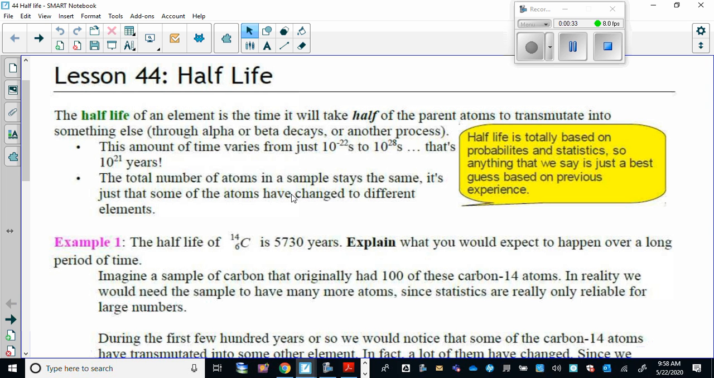And then you'll see the extraordinary range of decay times. We have from 10 to the negative 22 seconds to 10 to the 28 seconds, which is 10 to the 21 years. Some forms of uranium have half-lives of about 4 billion years. So if I have 10 kilograms of uranium right now in my hand, in 4 billion years from now, it will be 5 kilograms of uranium, and the rest of it will have transmutated into something else.